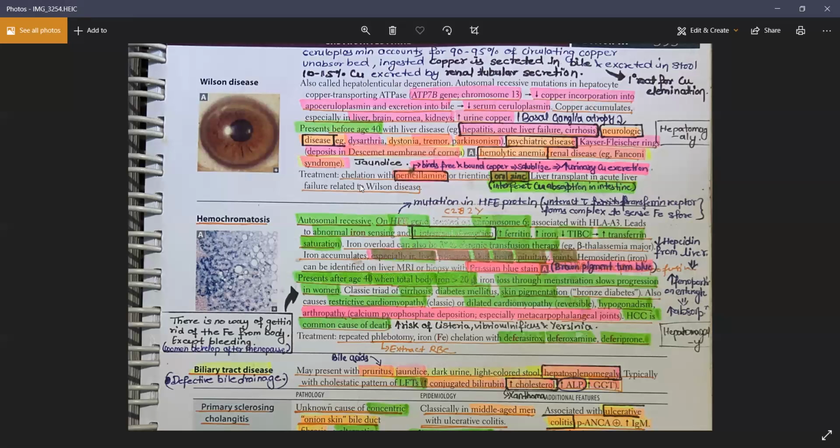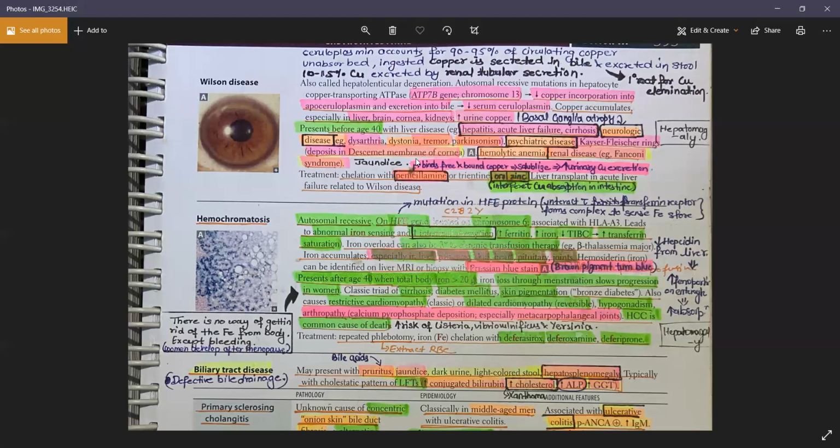Because of the deposition in the liver, the patient can get hepatic cirrhosis. He can get a high level of ALT and AST, right? Because of the deposition in the skin, the patient can get hyperpigmentation because of copper deposition in the skin, right? Because of the deposition in the cornea, the patient can get a special type of ring which is known as a Kayser-Fleischer ring.